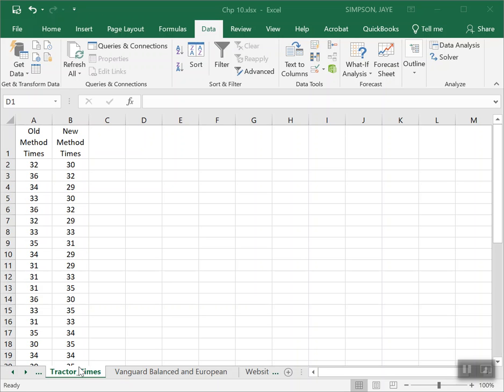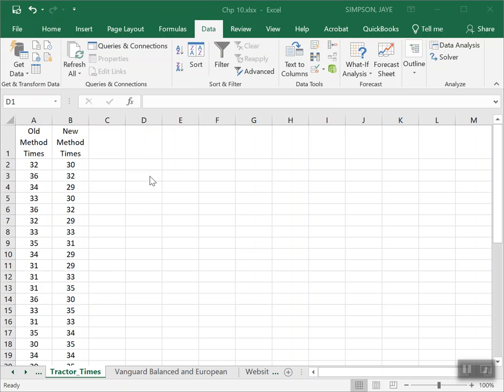And so we've sampled 40 assembly times from tractors using the old method, and then 32 from tractors using the new method. So notice that our sample sizes aren't exactly the same, but they're fairly close. And so then we're given the data here below. So first of all, we need to set up the hypotheses to test the claim that the mean time of the new method, which we're going to identify as 2 because it's listed in column B, is less than the mean time of the old method.